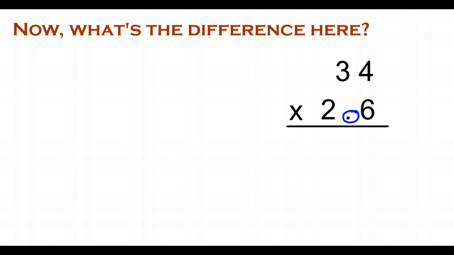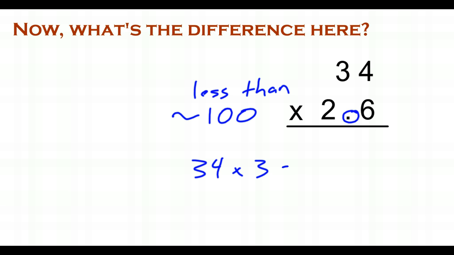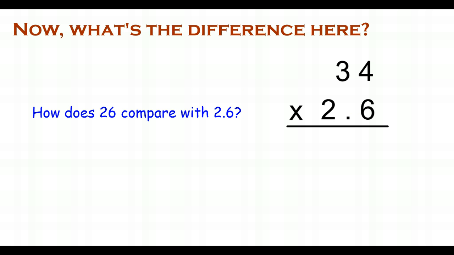2.6 is a little bit less than 3. So we would expect that 34 times 2 and 6 tenths, which is less than 3, would be somewhere in the vicinity of 100, but probably less than 100. If we were using estimation, 34 times 3 is 102. So we would expect 34 times 2 and 6 tenths to be less than 100. But if we wanted to figure out exactly what it is, we have to do something with that decimal point.